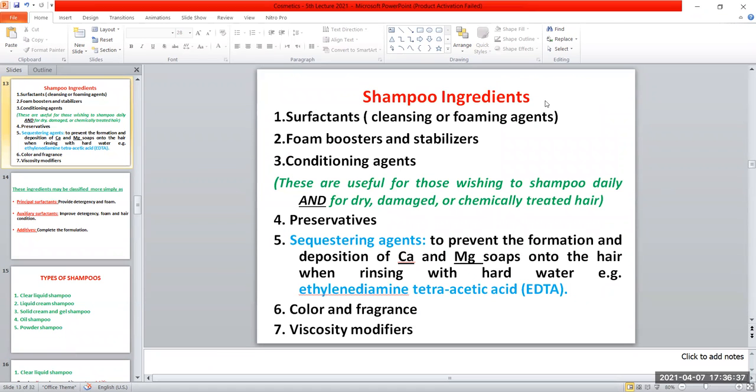What are the other ingredients of the shampoo? We said surfactants, which are the cleansing and foaming agents. There are foam boosters and stabilizers, which are ingredients added to increase the ability of the shampoo to produce foam. Conditioning agents, which are moisturizing materials, if you are using your shampoo daily. A daily shampoo always contains a conditioner to keep your hair moist, keep your hair soft, and to avoid the dryness and damaging of the hair and chemically treated hair.